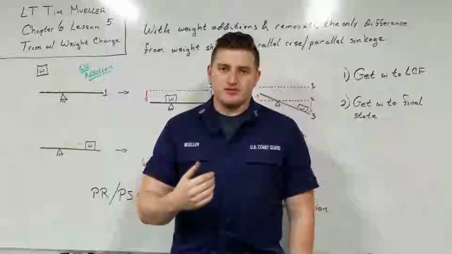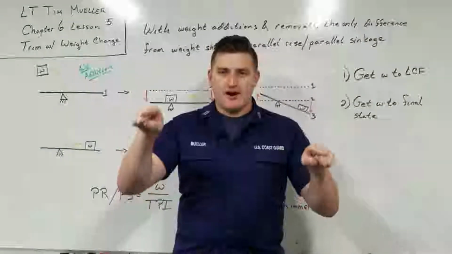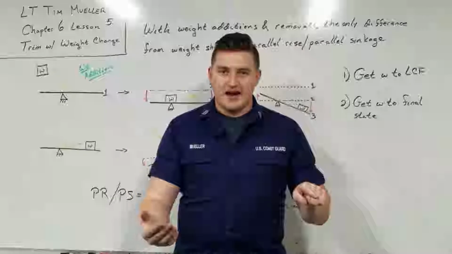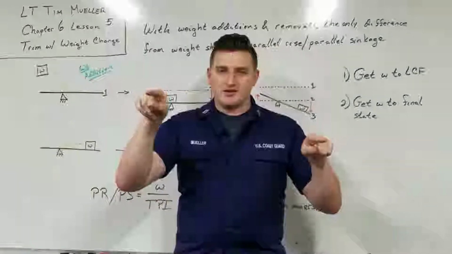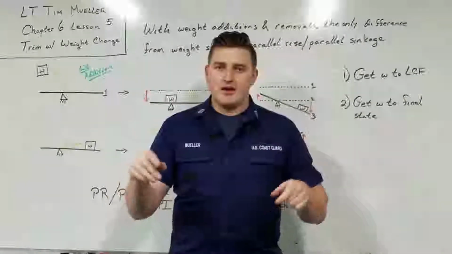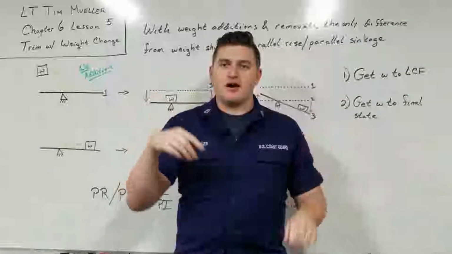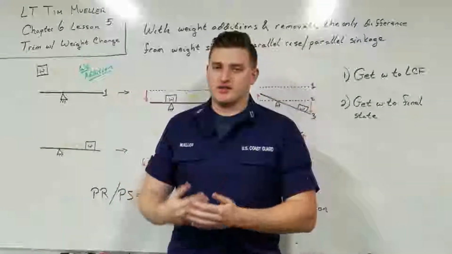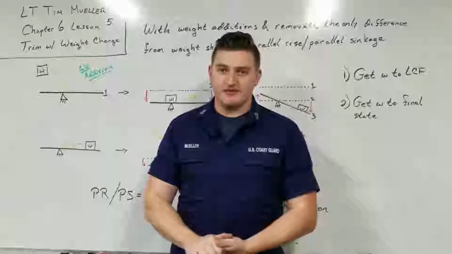With parallel sinkage, we know that the ship is going down. Our arrows are always pointing down, giving down positive. That means that parallel sinkage, we're going to consider positive. Parallel rise coming up, up being negative, we're going to consider parallel rise to be negative.